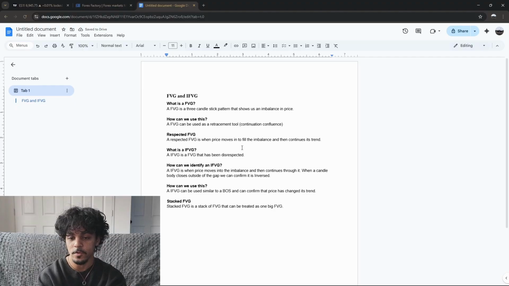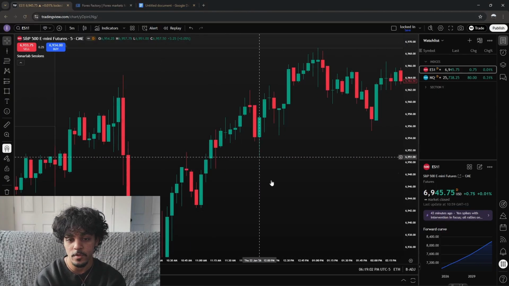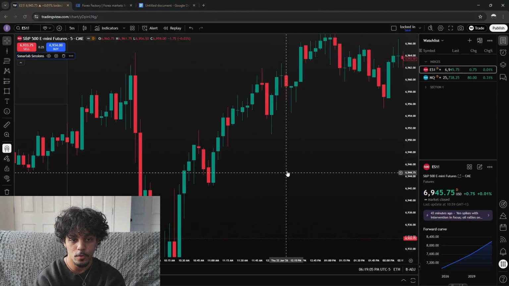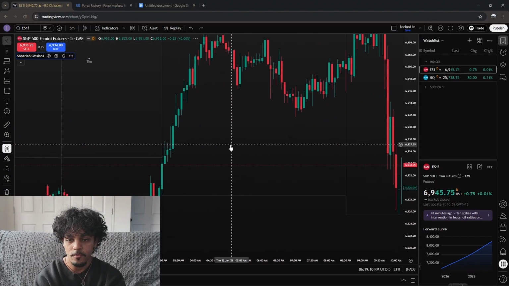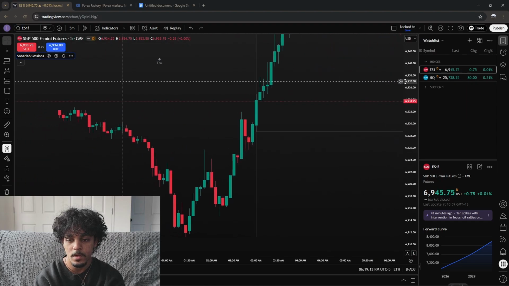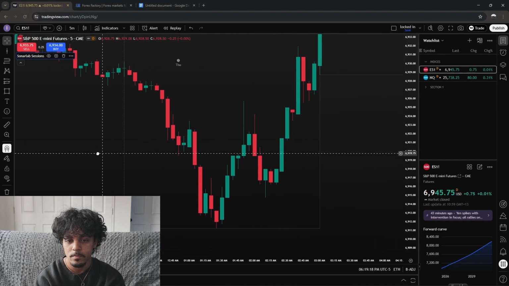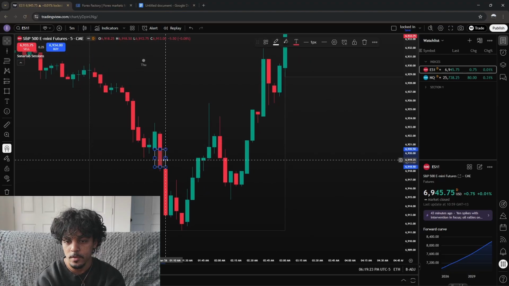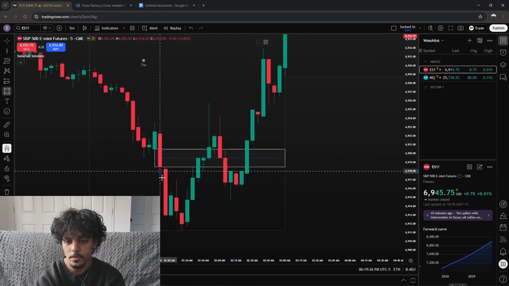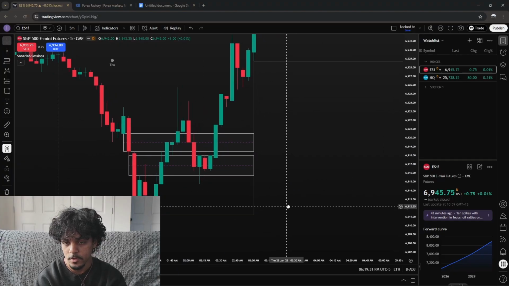Now we're looking at stacked fair value gaps. A stacked fair value gap is a stack of fair value gaps that can be treated as one big fair value gap. And we're going to look at an example on the 5 minute. We'll look right here. We have a fair value gap here. We have a fair value gap here. So we have two fair value gaps stacked on top of each other.